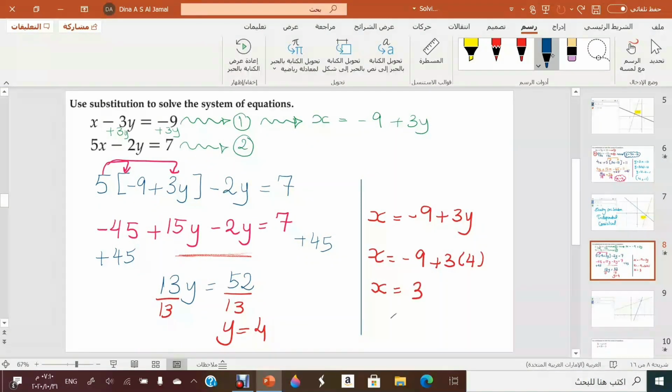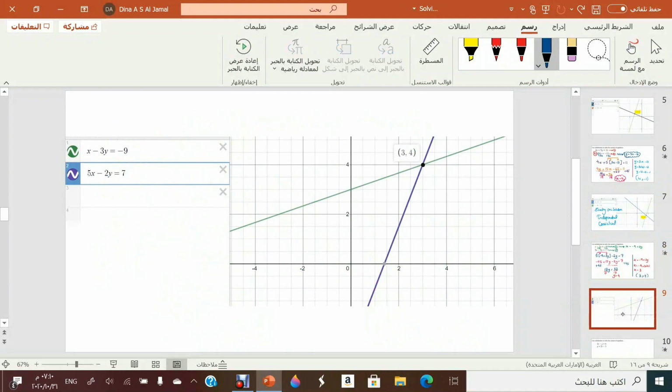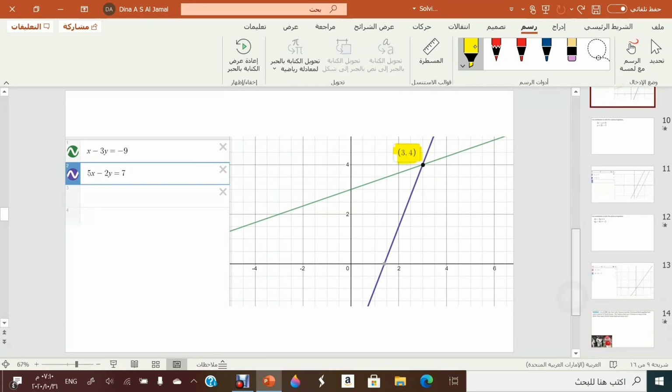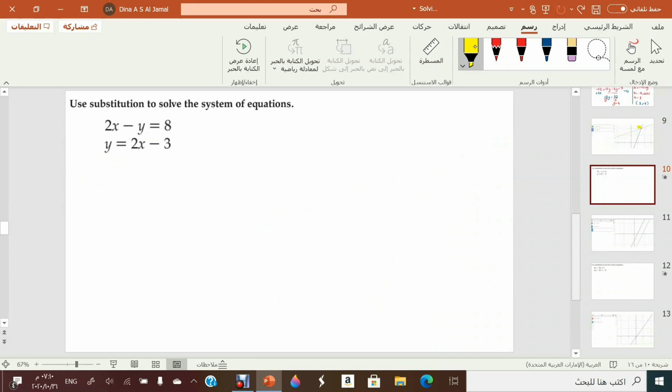Now let's write it as a coordinate point. So it will be (3, 4). Let's check. So it is exactly one solution, independent and consistent. Is it always going to be having one solution? Let's see in these examples.